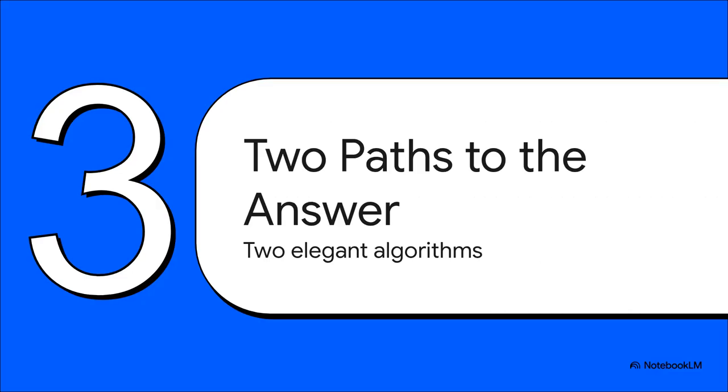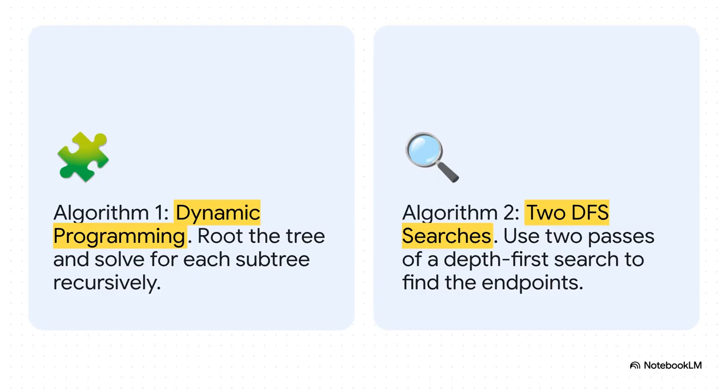Okay, that's the what. Now for the how. How do we actually write code to find this diameter? Well, the good news is we've got 2 fantastic, super efficient algorithms in our toolkit. Both are great, and both get the job done. And what's cool is that they approach the problem from totally different angles. First up, we have dynamic programming. Think of this as the methodical, systematic builder that constructs the answer from the ground up.